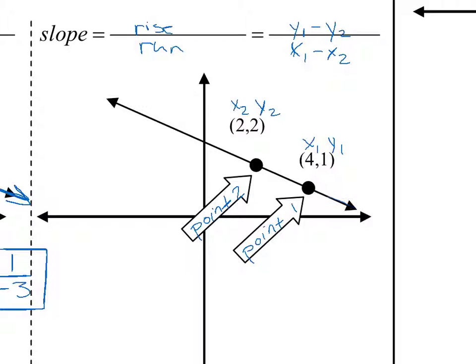Really quickly, before I start plugging in, I know the value that I should get for this slope should be positive or negative. Where is this line headed? Down, down, down. This should be negative.